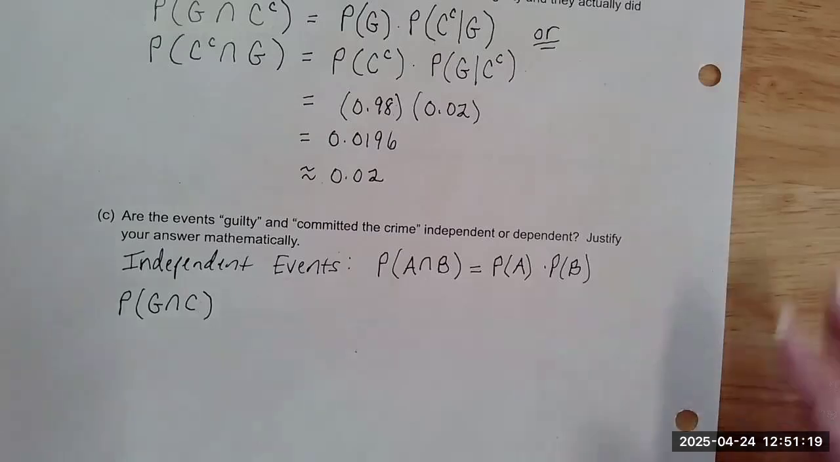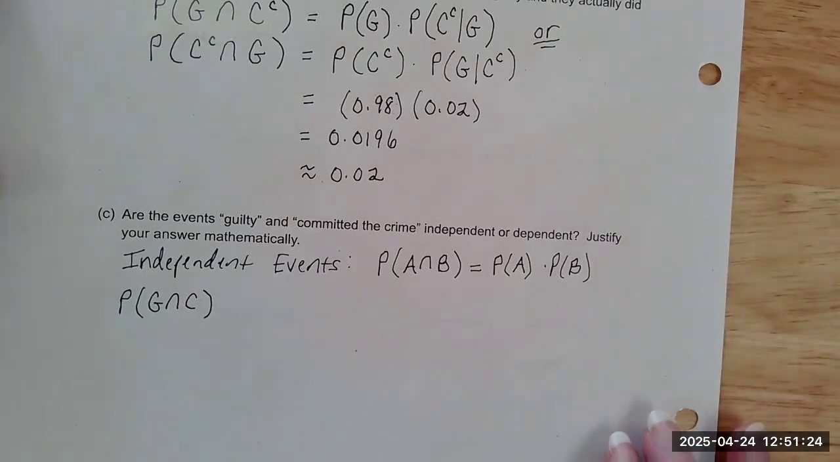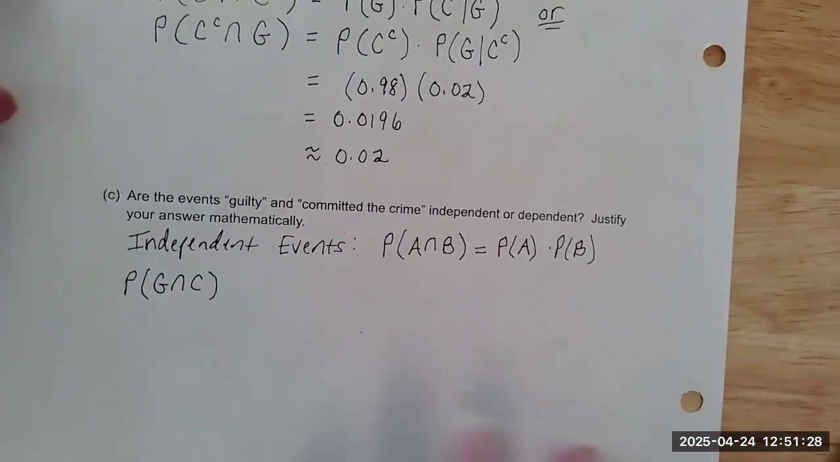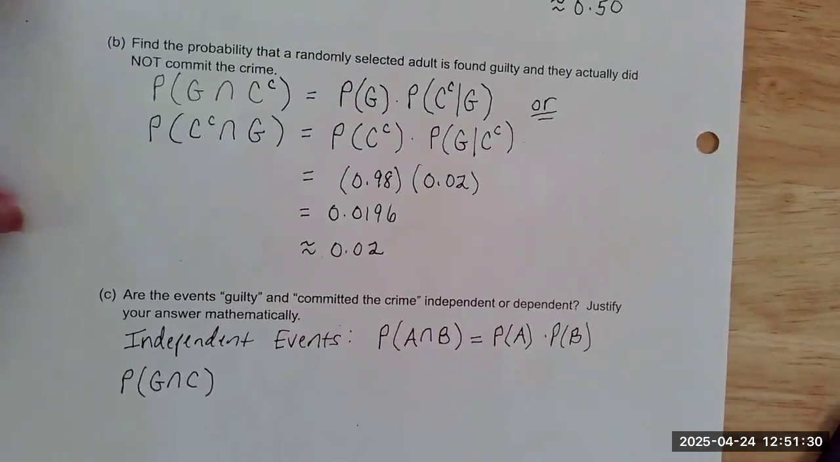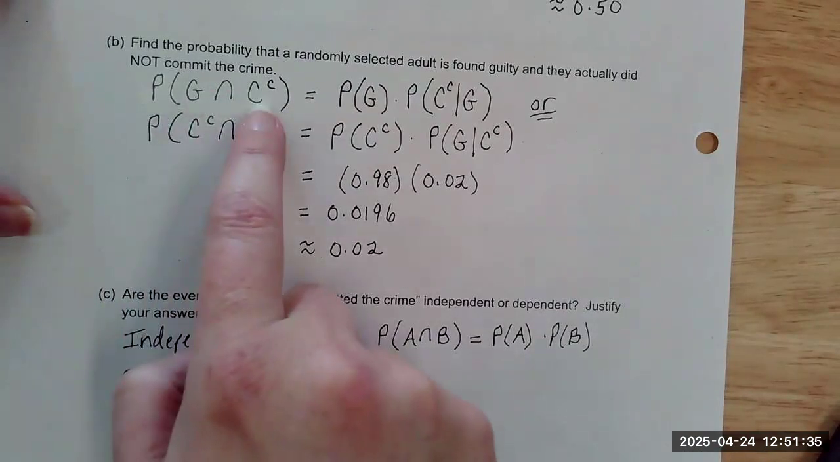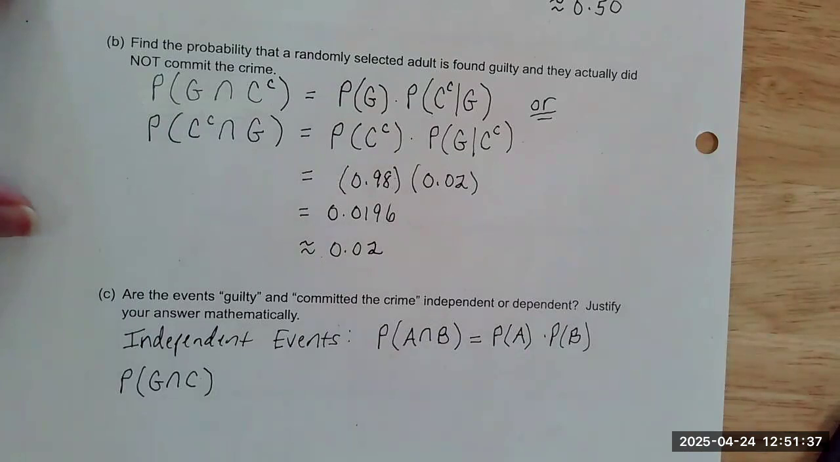Do we have G and C? We do not. But we can go get it. How can we go get it? Well, the reason we can go get it is that we have the probability of G and C complement here.